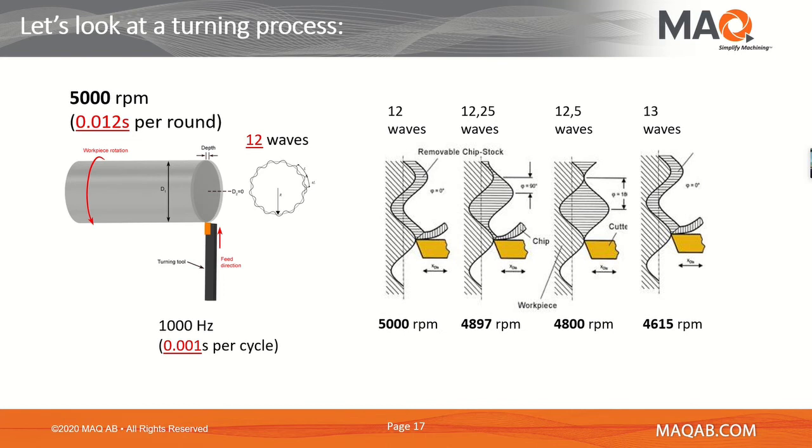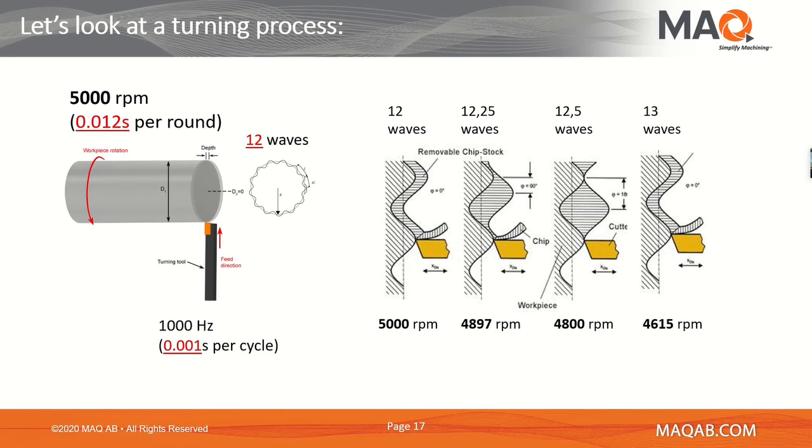And how does that sound? Because the tool structure gets very easily excited. That means 4,800 RPM will excite more vibration compared to 5,000 RPM. And if we reduce the rotation speed of the workpiece a bit further, then all of a sudden we start to realize that now we are back to a condition where the chip thickness gets almost constant again.